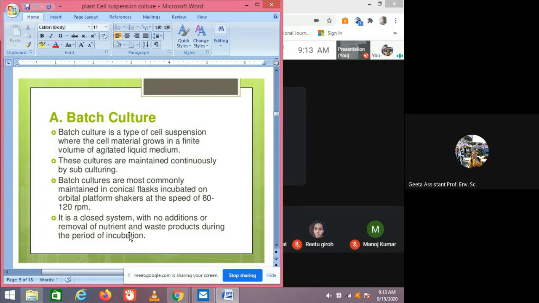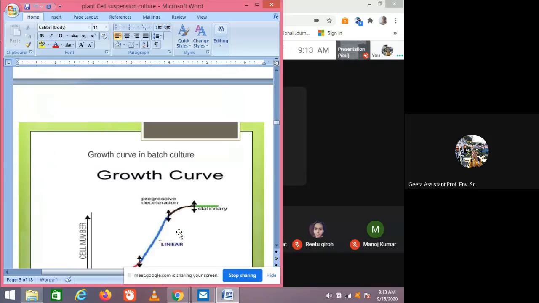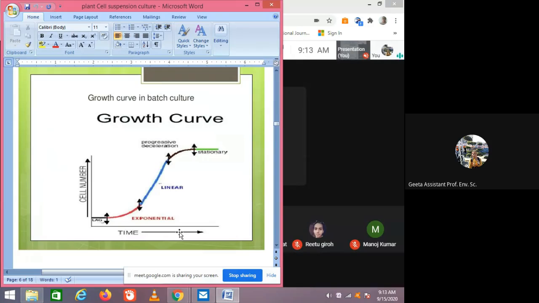It means it is a closed system. There is no addition and removal of nutrients during the process of culturing in a single mode. There is no addition and removal of nutrients and waste products during the period of incubation. They accumulate in the batch culture. This is the growth cycle of the batch culture. As in microorganism cultures, it is the same: lag phase, exponential, linear, then the stationary phase, and last is the death phase. This is the growth phase of the batch culture.